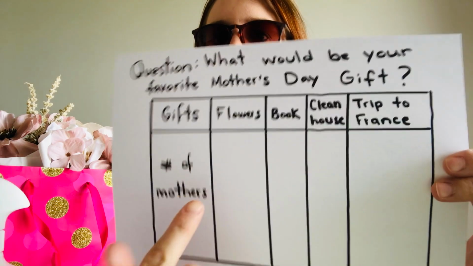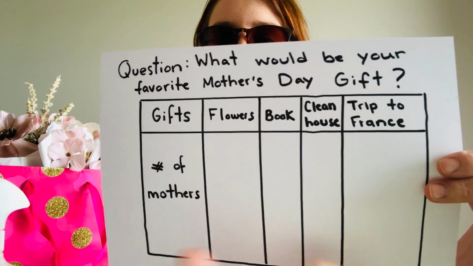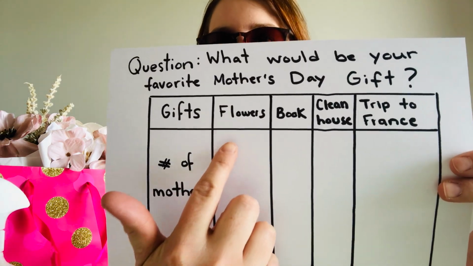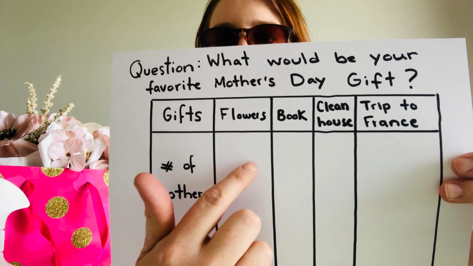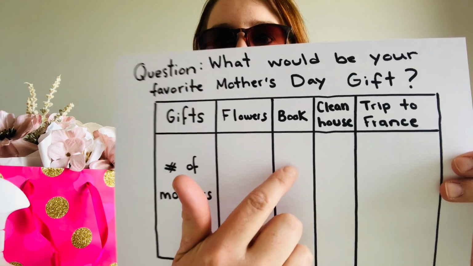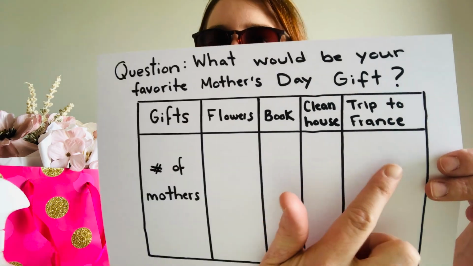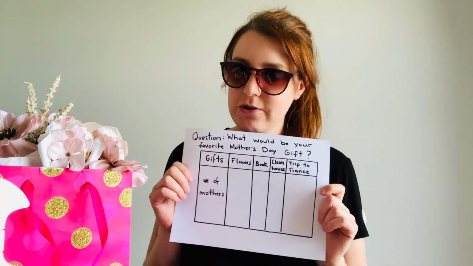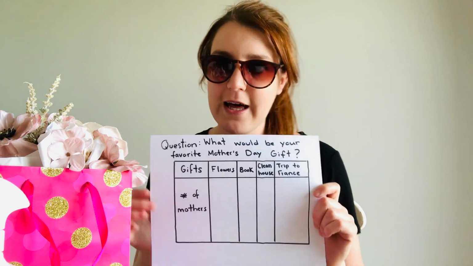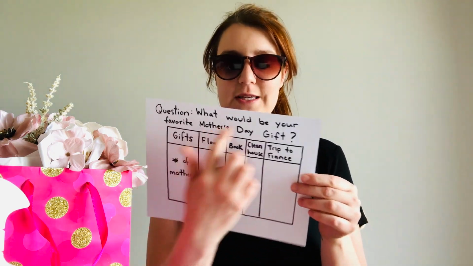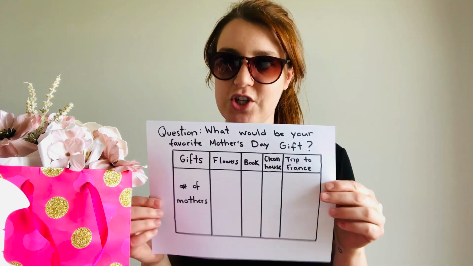And then you are going to record your data in this chart. Every time someone tells you flowers, you're going to put a check mark here, book, check mark here, clean the house, check mark here, and trip to France, check mark here. So your chart is supposed to look like this one. Just these choices are going to change a little bit. Once this is ready, you can go ahead and travel to step number 2.